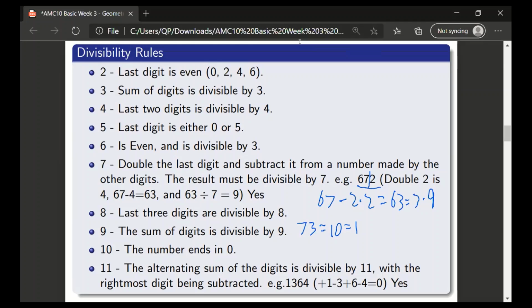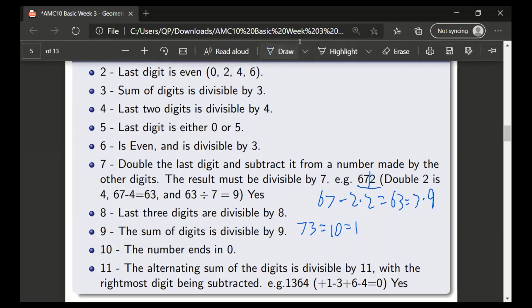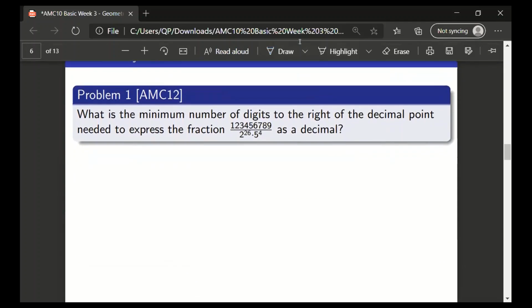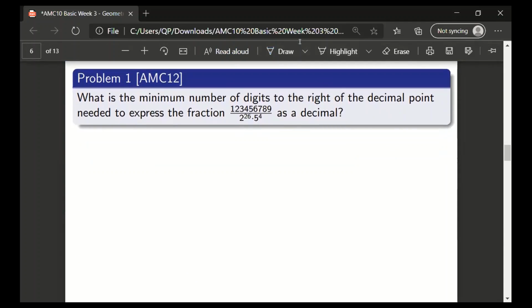What was that? Okay. All right. So here's your first example for divisibility rules.